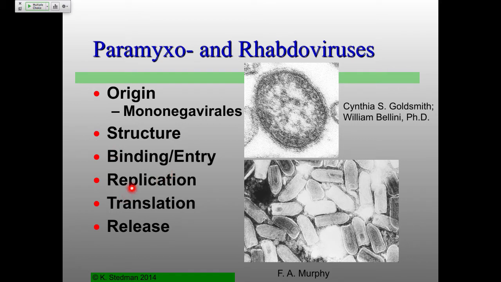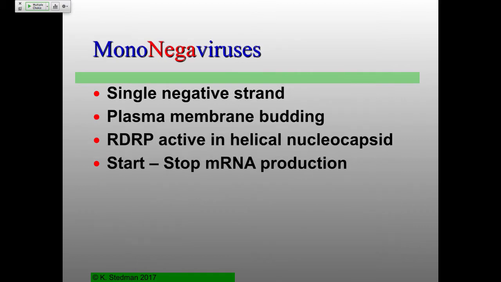The replication, of course, is now different than anything we've talked about, because these are negative strand viruses that are packaging negative strands inside their virions. Translation again has to do with this start and stop, and then getting out of the cell is also relatively straightforward. So what are these negavirales? Again, just a single negative strand is what's packaged inside the genome. They bud, they're being produced mostly at the plasma membrane, and fusion usually takes place at the plasma membrane.